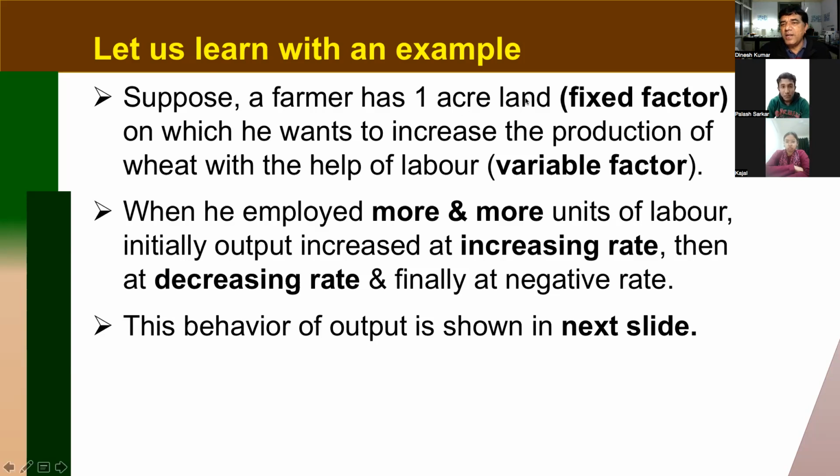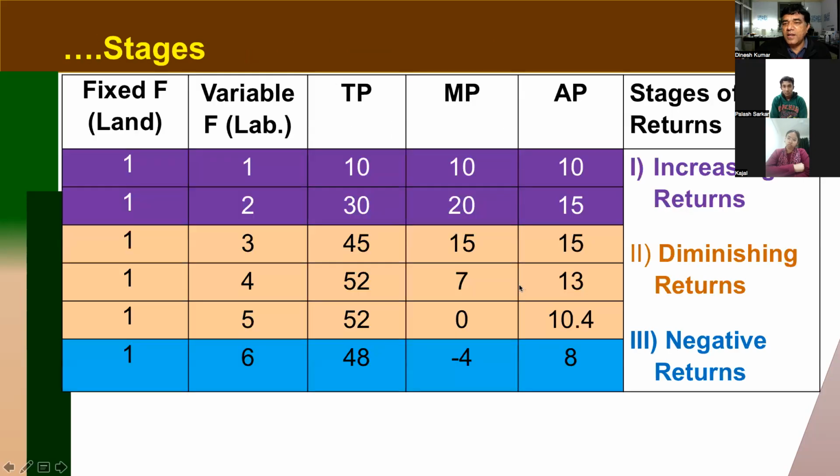A farmer has 1 acre of land. So land is considered a fixed factor on which he wants to increase the production of wheat with the help of labor. The variable factor is labor. When he employed more and more units of labor, initially output increased at an increasing rate, then at a decreasing rate, and finally at a negative rate. This behavior of output you can see in the next slide.